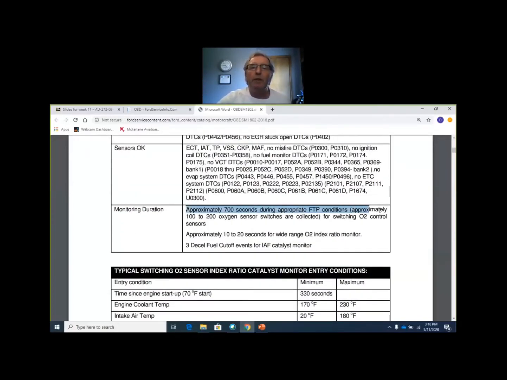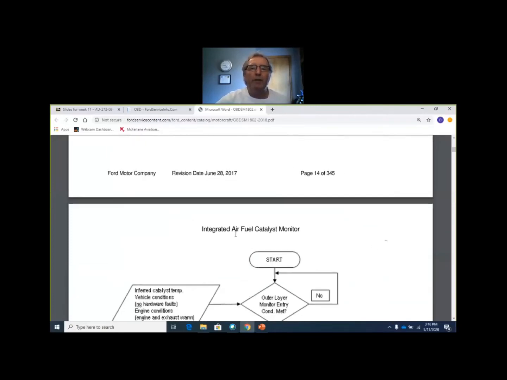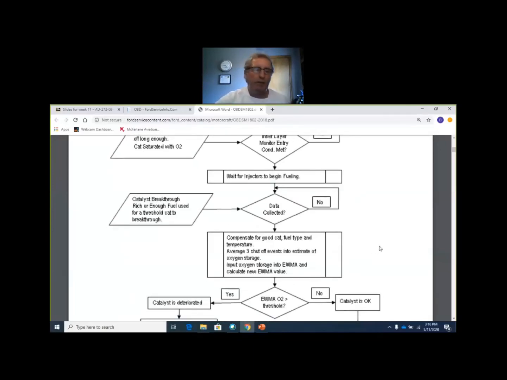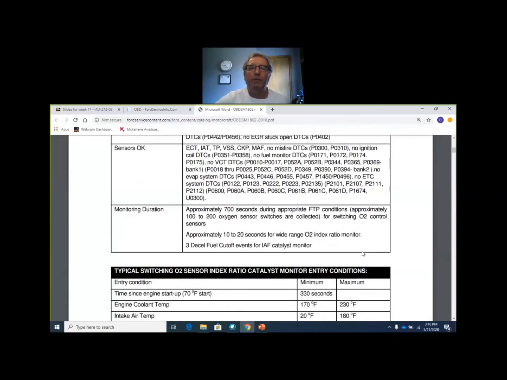Oh, about 700 seconds during appropriate federal test procedure conditions. Needs about 100 to 200 oxygen sensor switches. And if it's a wide range oxygen sensor, it only needs about 10 to 20 seconds. For the IAF catalyst monitor, right? That's the integrated air fuel catalyst monitor we talked about, where it floods the catalyst with oxygen and then sees how much fuel it takes to make it go rich again. It needs 3 deceleration fuel cutoff events. So you'll have to drive this and take your foot off the gas and let it coast down 3 different times before that monitor is going to run.